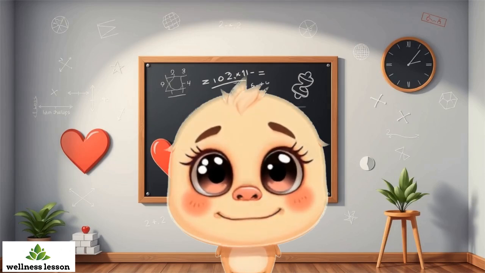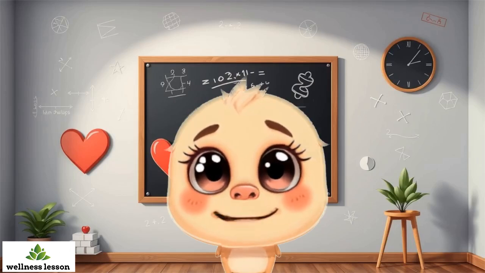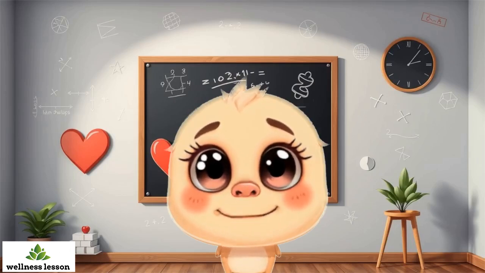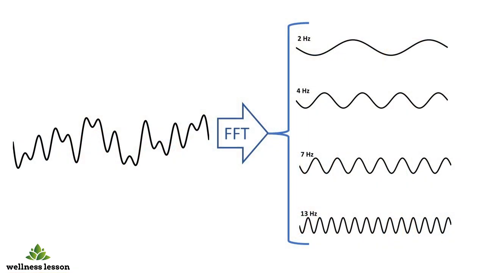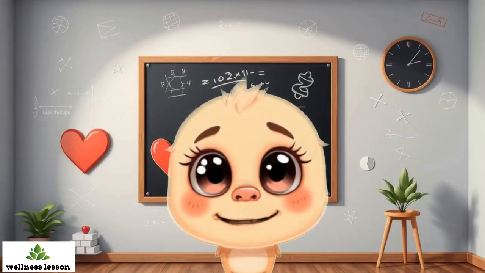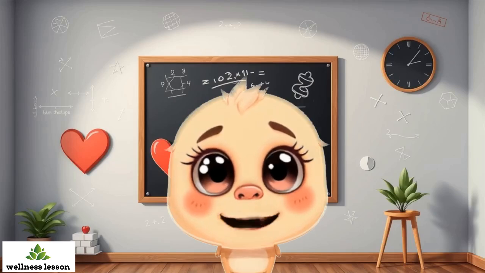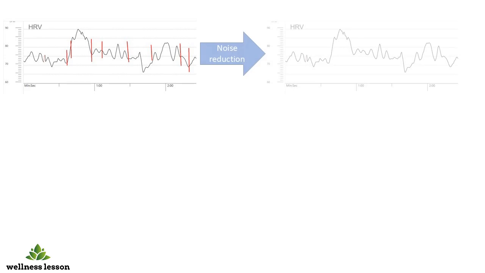When a signal, such as a sound or HRV measurement, is presented, it is typically a composite of multiple frequencies. Through a mathematical process known as the fast Fourier transform, this complex signal can be decomposed into its individual frequency components. In HRV coherence analysis, the process begins with acquiring the HRV signal, which is then filtered to eliminate artifacts and noise, ensuring accurate analysis.